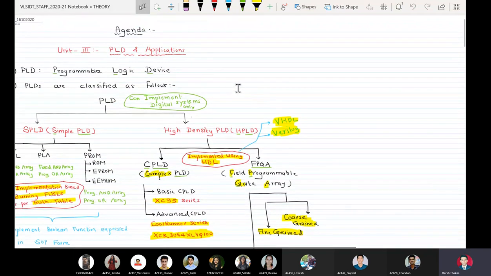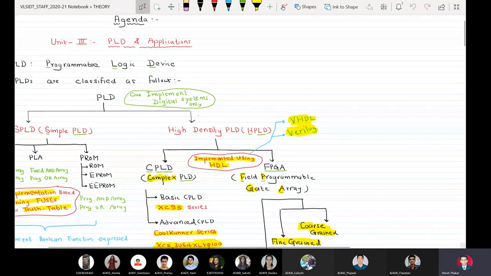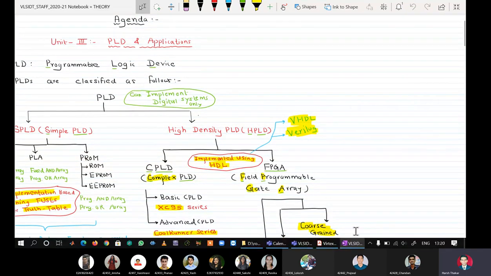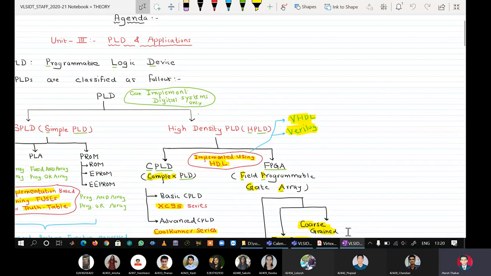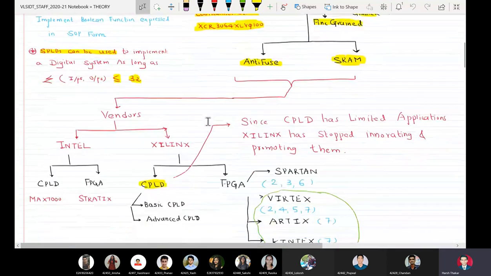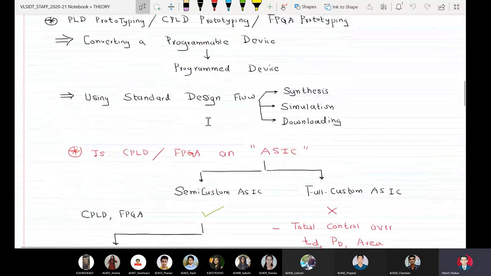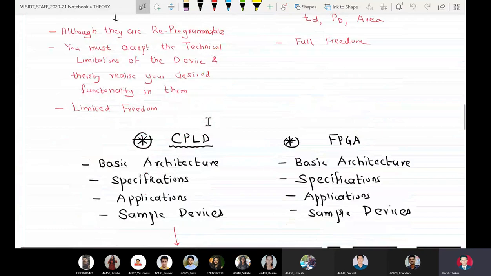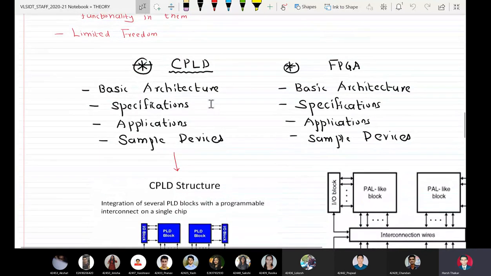Okay, so yesterday we started with the third unit, that is PLD architectures and applications. And yesterday we almost covered CPLD. As I told you, this topic basically consists of these things: basic architecture, specifications, applications, and sample devices for both CPLD and FPGA.